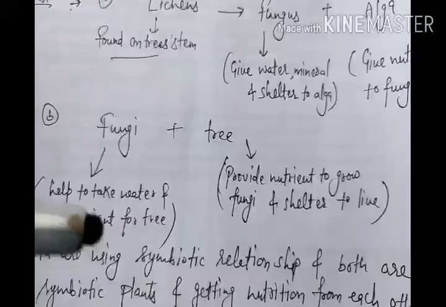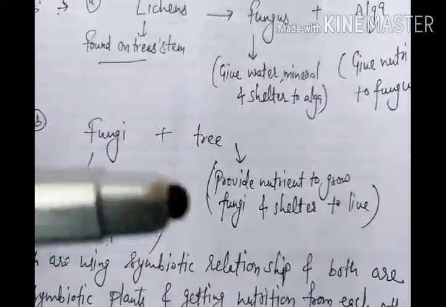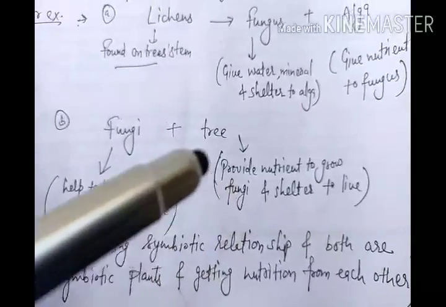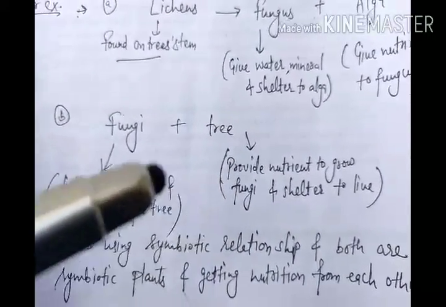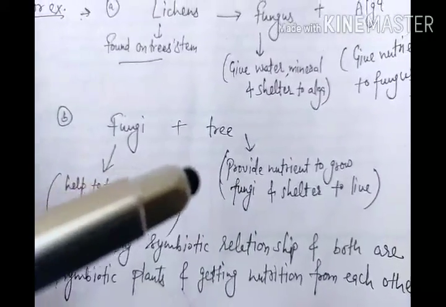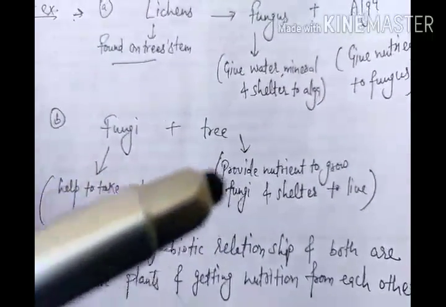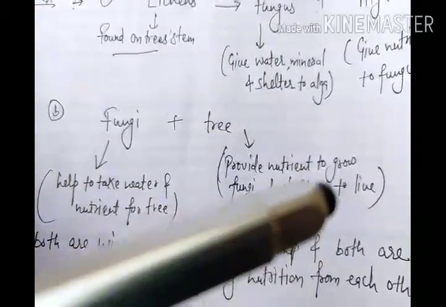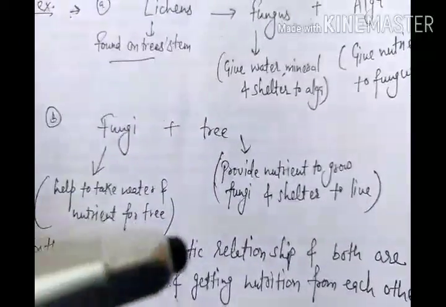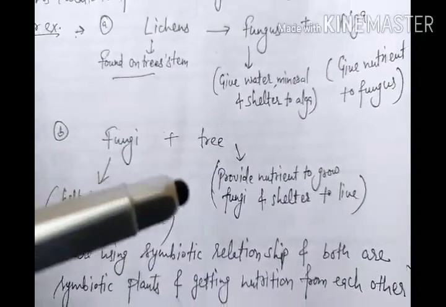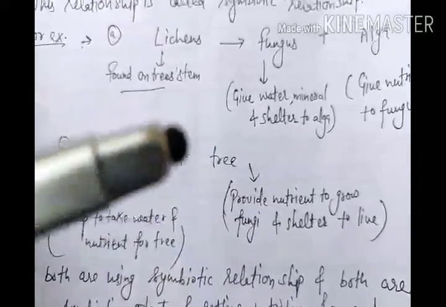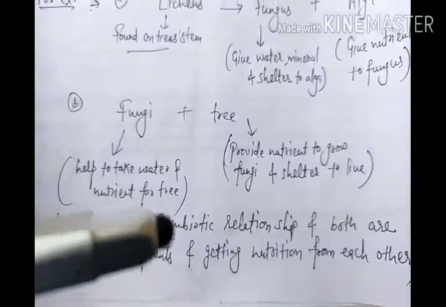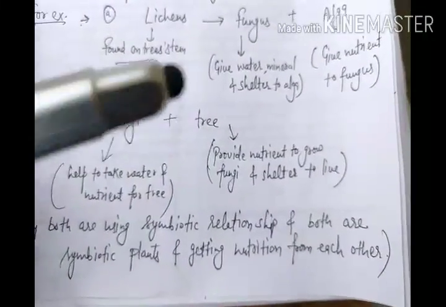And the fungi in place, what are they giving? Fungi give water and nutrients to the tree. So they both give something to each other. In this way they are using a symbiotic relationship, meaning they are mutually sharing their resources with each other. If the fungi have to live on the tree, the fungi have to give all these things, and the tree will give this in return. So this relationship is called a mutual relation, a symbiotic relation, and the plants which use this relation are called symbiotic plants. So they both are using a symbiotic relationship and both are symbiotic plants.